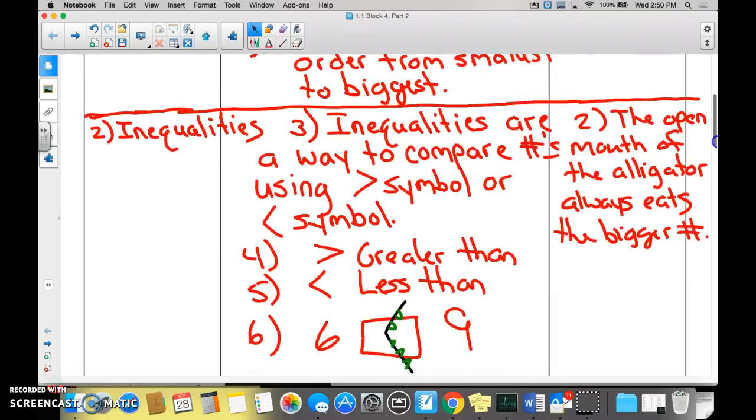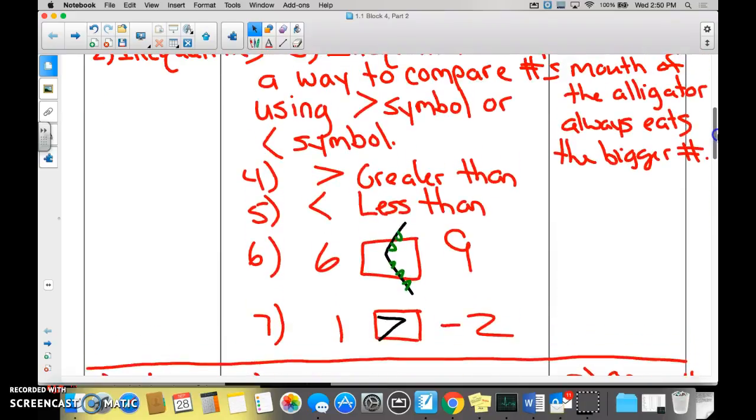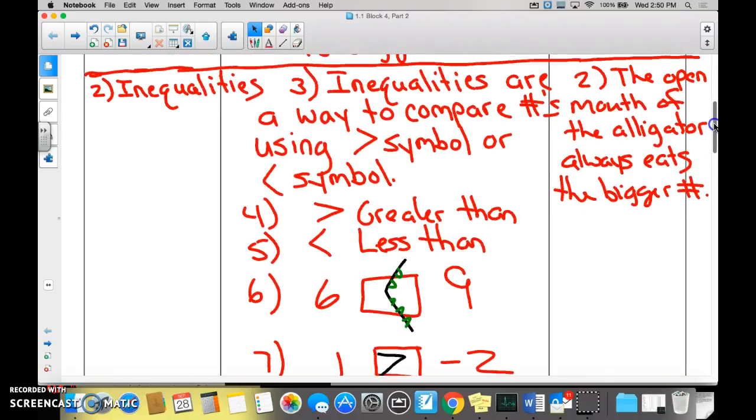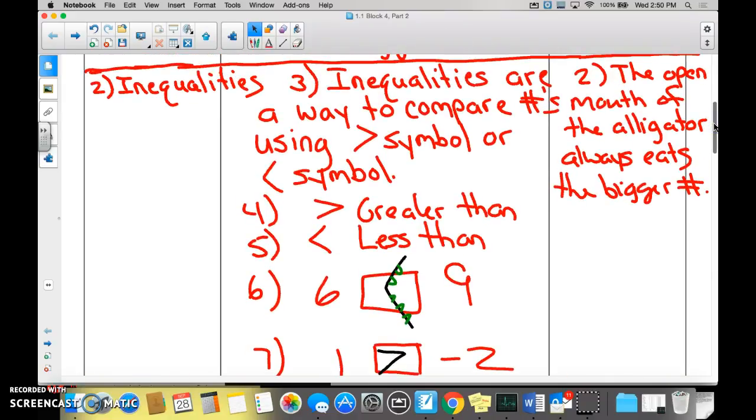Here's part 2, inequalities. Inequalities are how you compare things. Best point I can make to you is the alligator mouth. The alligator mouth always eats what? The bigger number, right? The alligator mouth is always going to eat the bigger number.